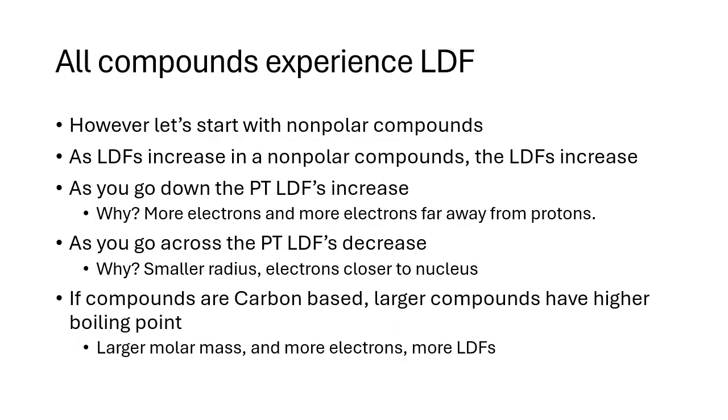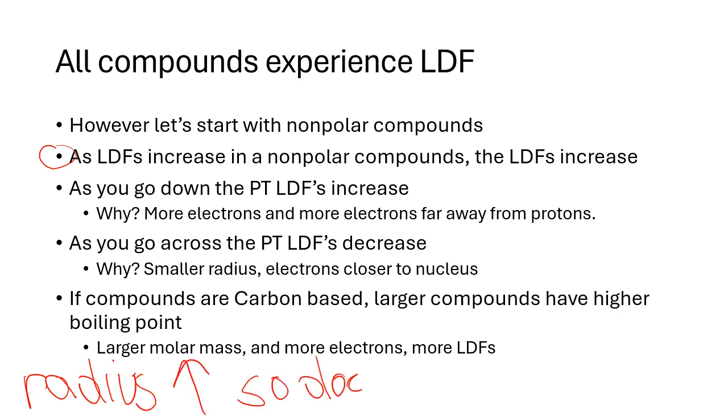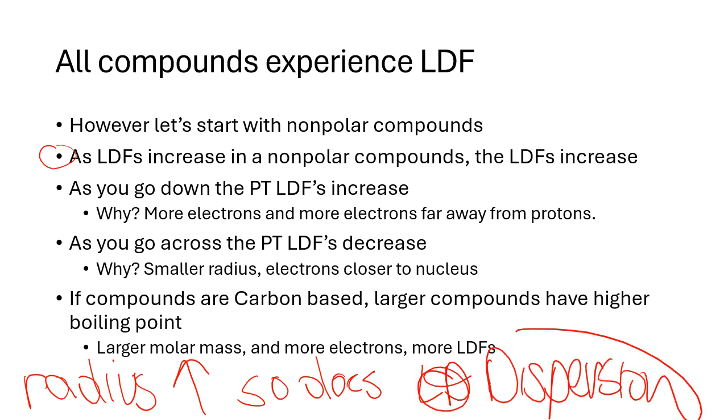Now keep in mind London dispersion forces occur in all compounds, we know that. As you go down the periodic table, London dispersions increase. So as radius increases, so does LDS, or dispersion. I'll try to stick to dispersion. And therefore, if you don't know the trend in radius, or if you forgot it, then look up the trend in radius for the radius of an element.